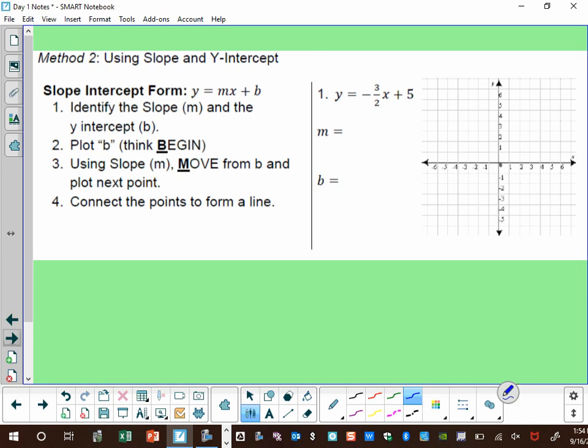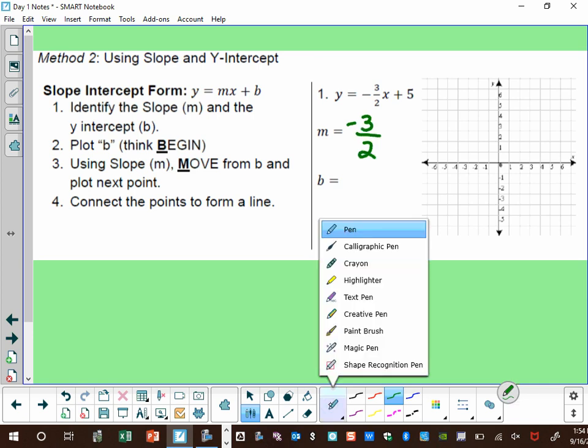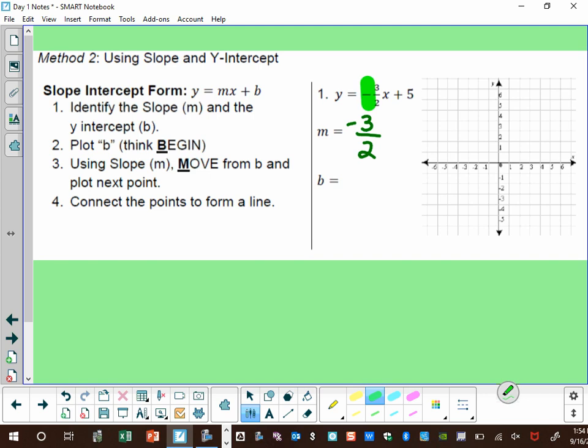Now we're using slope and y-intercept. So we still have our slope-intercept form. We're going to identify the slope and the y-intercept. Okay, we're going to plot our b. Our b is our y-intercept, but that's also where we begin. And then we're going to use our slope to move from b and plot the next point. This is absolutely Algebra 1, so I know you've seen it. David, what is my m in this situation? What's my slope? Slope is -3/2. What David did was he looked and said, I know that my slope is before my x. There we go.